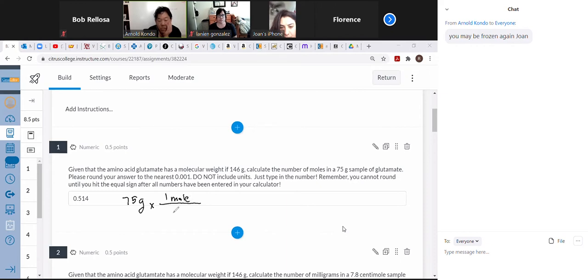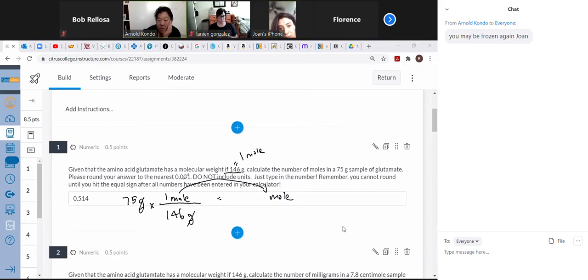The assumption here for all of you is whenever you see the molecular weight of anything, the molecular weight of any molecule is equal to 1 mole of that molecule. So grams cancel, moles survive, and it would just be 75 divided by 146, which should be 0.514. What I did was start with what was given, 146 grams over 1 mole, then multiplied it by blank on top, and 75 grams on the bottom.